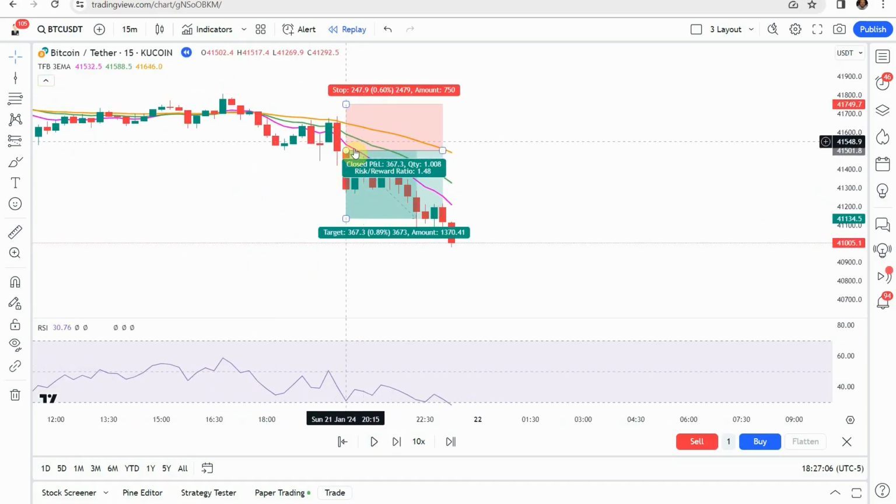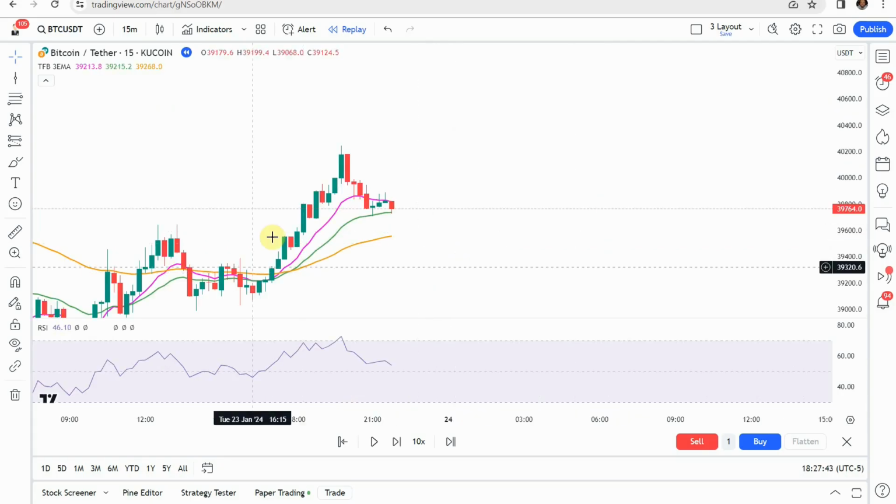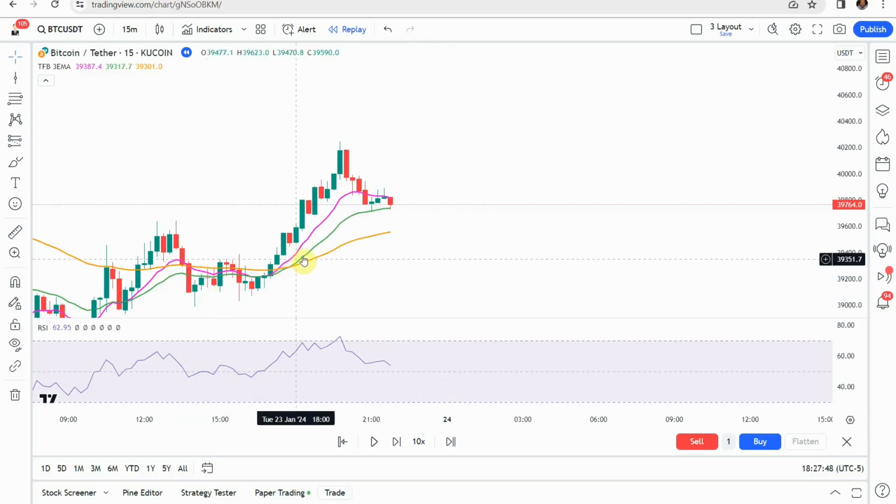You see that we make a really nice drop, pretty much straight down, getting us to our take profit. Okay, and for a long trade, we'll go ahead and just play this forward a little bit here so you can kind of see it all play out in real time.